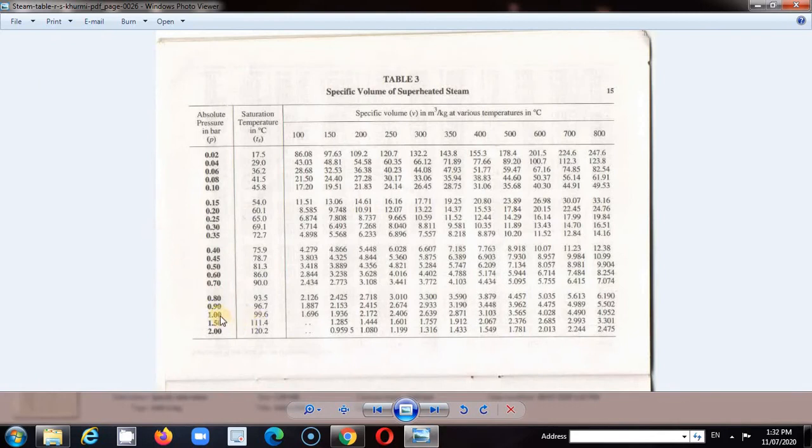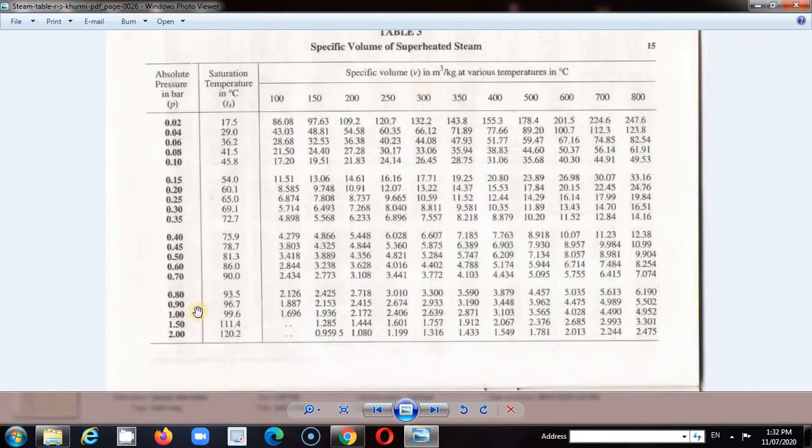Similarly, you can take the example of 1 bar pressure. Suppose the pressure is given as 1 bar and the temperature is around 500 degrees Celsius. Then just select 1 bar from the first column, go horizontally in that direction, and here you will get the value 3.565. This is related to 500 degrees centigrade. In this way you will get the value of the specific volume.